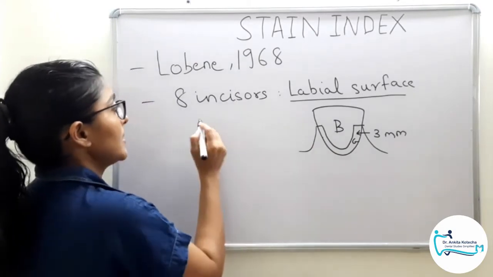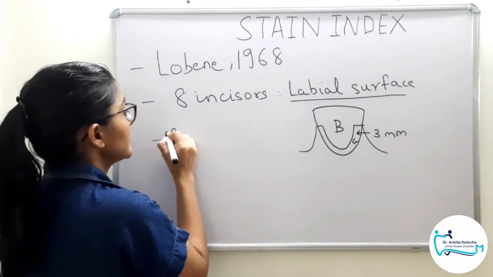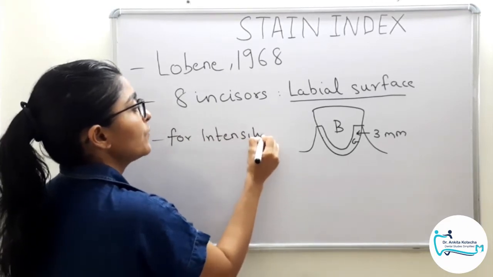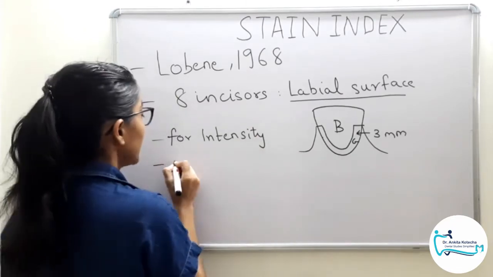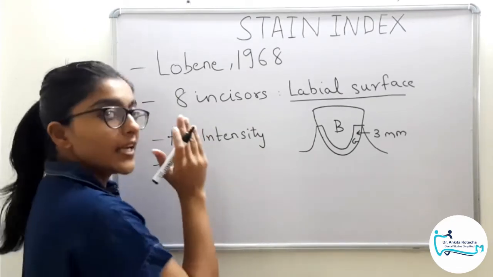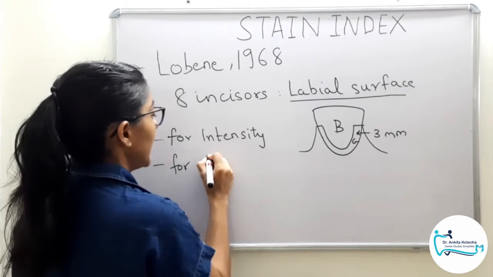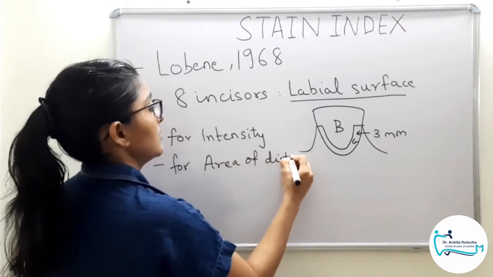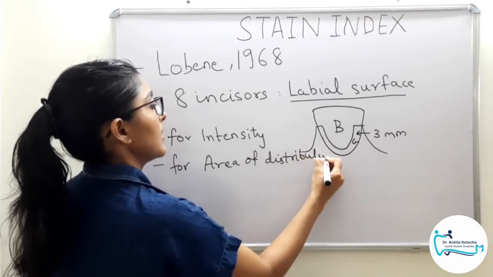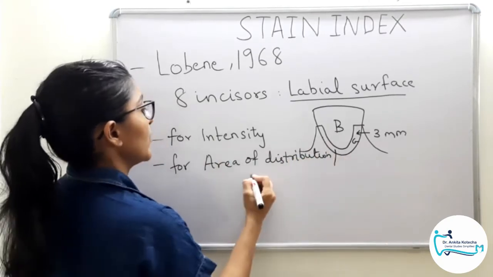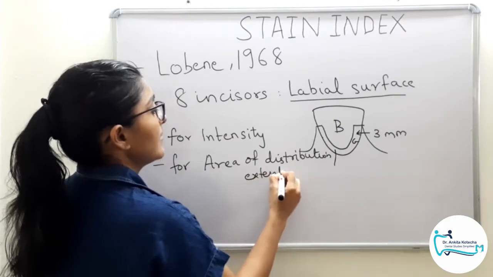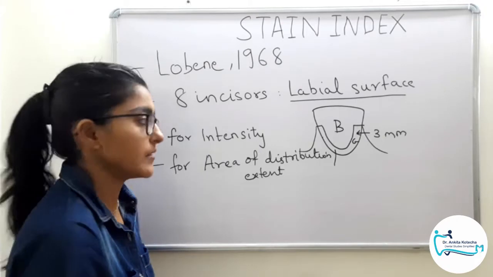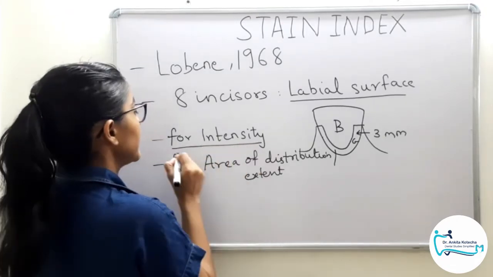Now the scoring criteria are for intensity and for the area of distribution or extent. There are two scoring criteria, one each for the intensity and for the area of distribution or extent. Clear? So there will be two scoring criteria, and they denote different parameters. First we will discuss intensity.